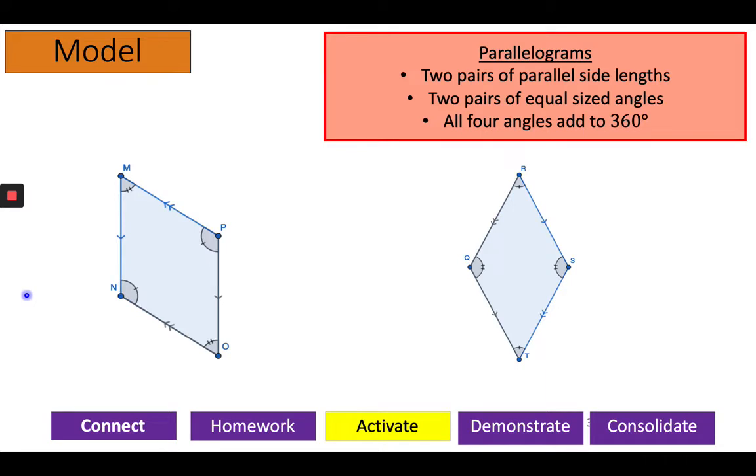Parallelograms have two pairs of parallel side lengths and two pairs of equal-sized angles. You can tell sides are parallel when they are marked with the arrows seen here. So these two sides are parallel and these two sides are parallel. And we know how to find equal angles by the dashes on them. So these two are equal, and then these two are equal. Like every quadrilateral, all four angles add to 360 degrees.